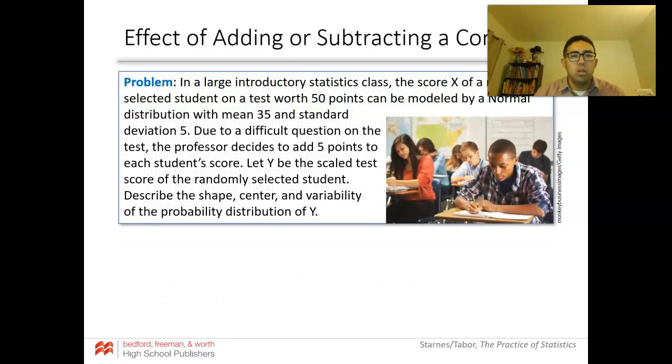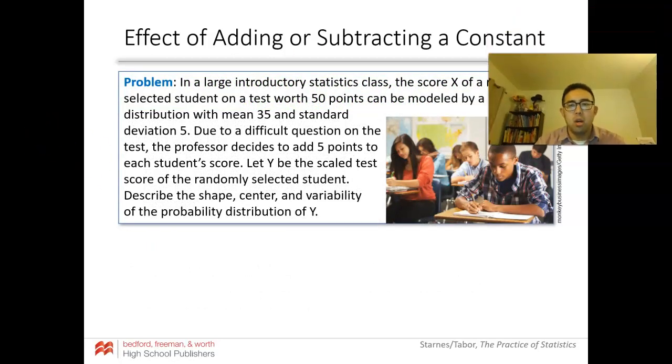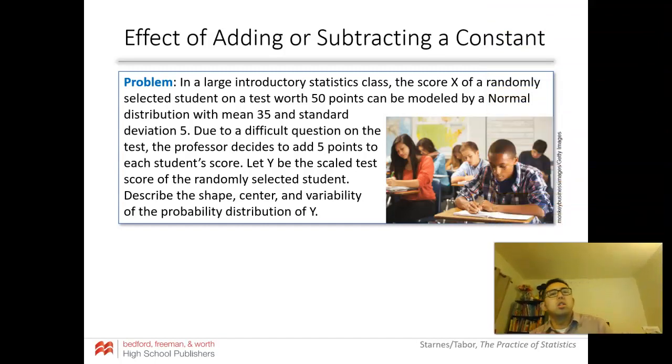Okay, so let's take a look at this problem here. In a large introductory stats class, the score X of a randomly selected student on a test worth 50 points can be modeled by a normal distribution with a mean of 35 and a standard deviation of 5. Due to a difficult question on the test, the professor decides to add 5 points to each student's score. Let Y be the scaled test score of the randomly selected student. Describe the shape, center, and variability of the probability distribution of Y.